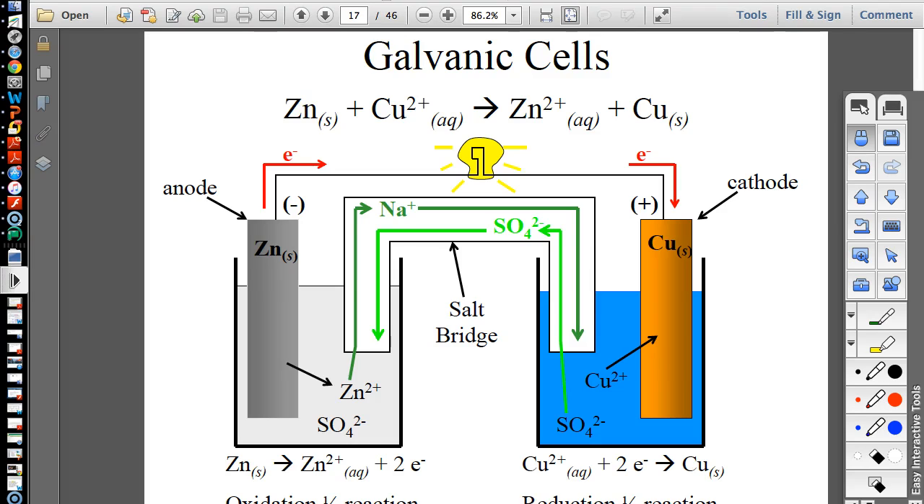Like I said, just make sure the electrons don't go through the salt bridge. And then anions, remember anions are negative because they have the N in them. And so the anions go toward the anode, and cations have a plus sign in them. That's the T. So cations go toward the cathode. That's easy to remember. So lots of little tips for you.